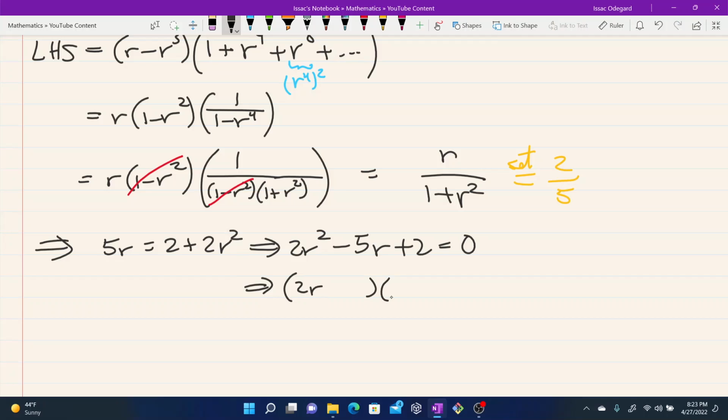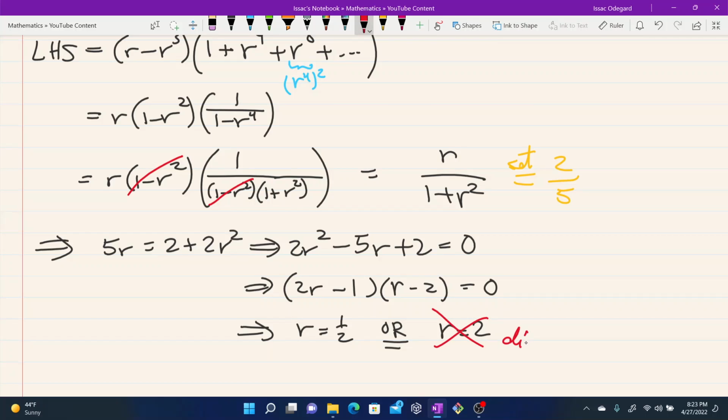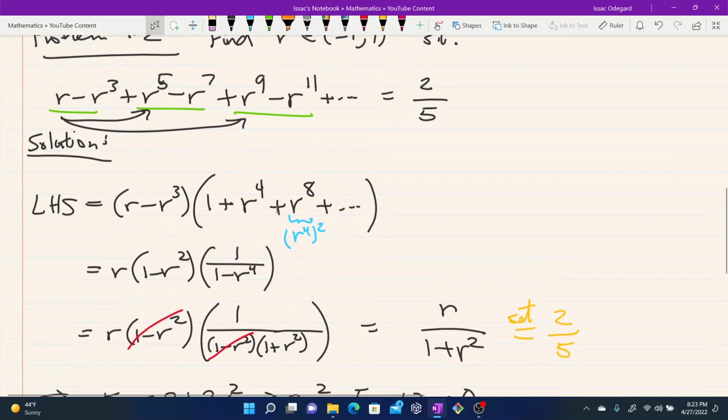We can factor this. We need minus 5 in the middle, so we'll get 2r minus 1 times r minus 2. Let me write this r a little bit better. Right, that way we get the minus 5r middle term. Therefore, r is a half, or r is 2. We've already argued that r equals 2 is not in the interval of convergence, so if you plug that in, it diverges, and r equals 1/2 is our answer.